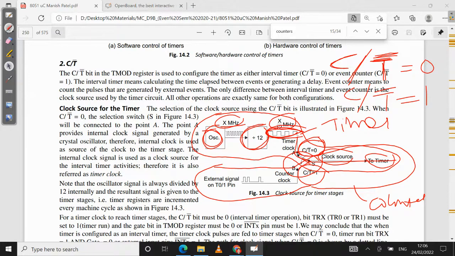अब ये C slash T bar कहाँ पे, this thing is available in TMOD register. तो जब हम TMOD register पढ़ेंगे उसमें ये C slash T bar है. तो वो बिट अगर 0 है आपको पता है I am using it as a timer, वो बिट अगर 1 है तो आपको पता है I am using it as a counter.